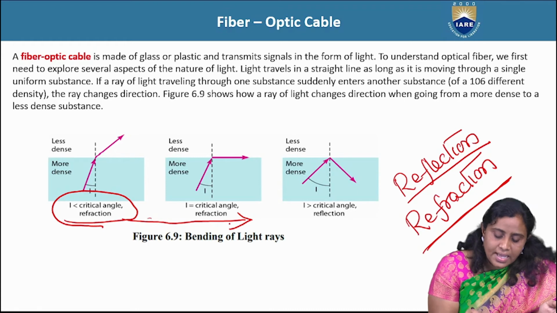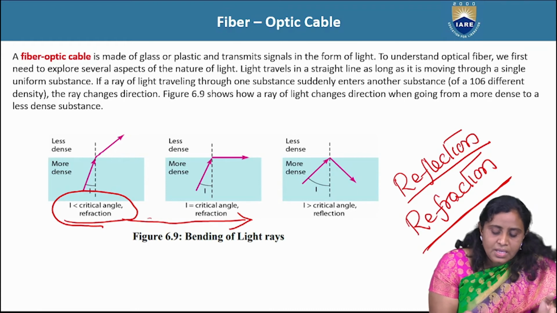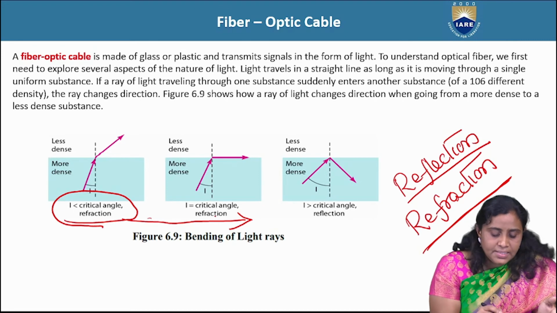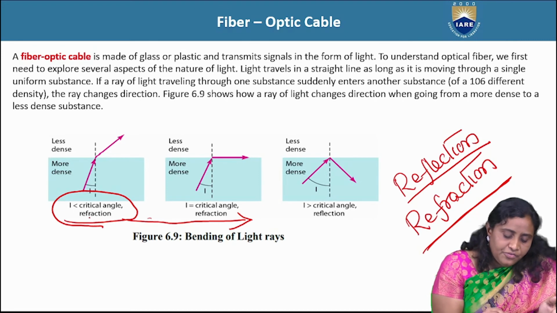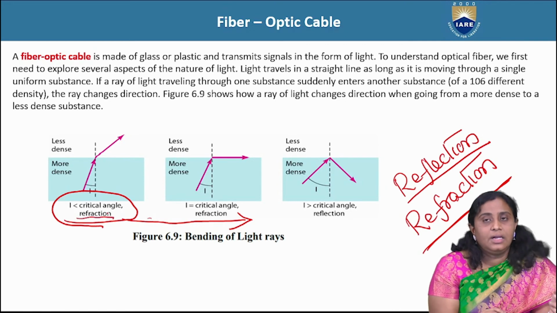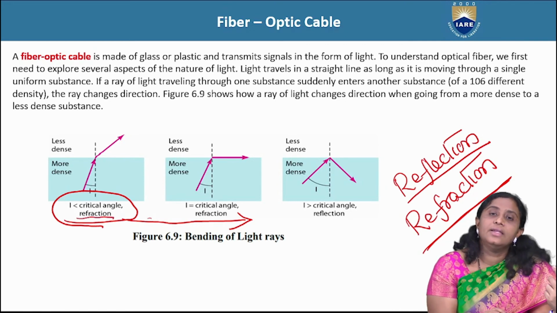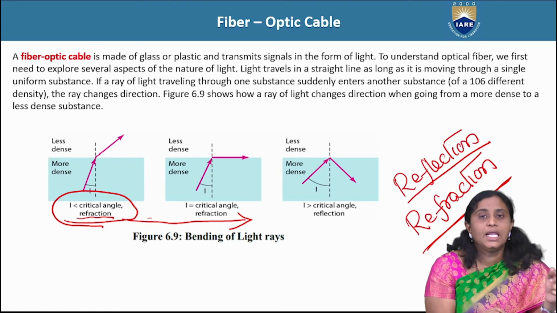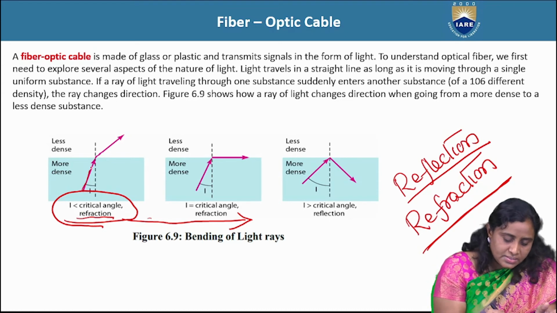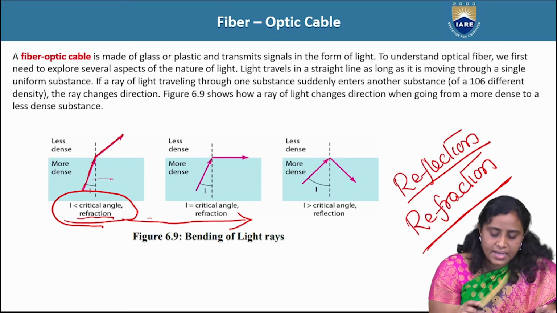Coming to the second direction, assume the angle is equal to the critical angle of refraction. As I have already defined, refraction is when light travels from one medium to another medium, the light rays bend in one direction. Here we have to identify the slight bending of the light rays. It transmits from one direction to another direction.